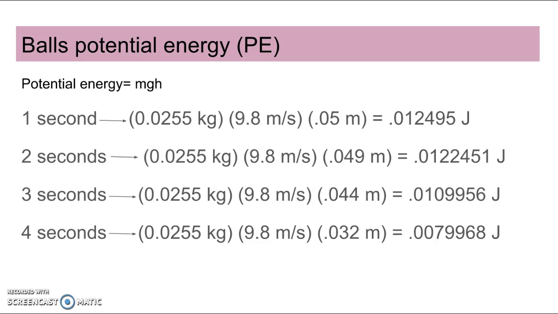These are the calculations of the ball's potential energy. The potential energy decreased over time because the height of the ball decreased over time.